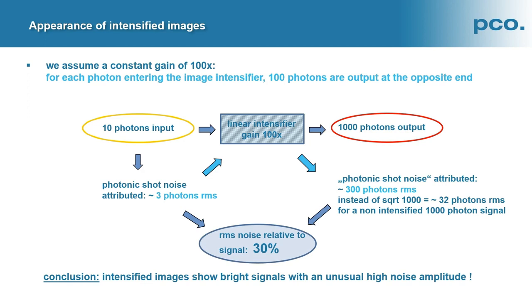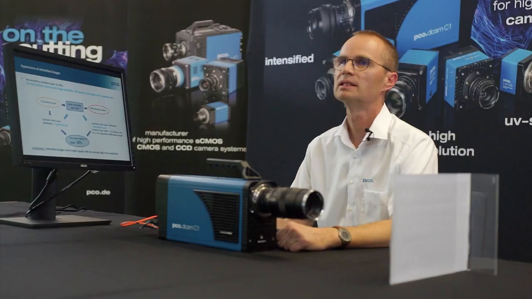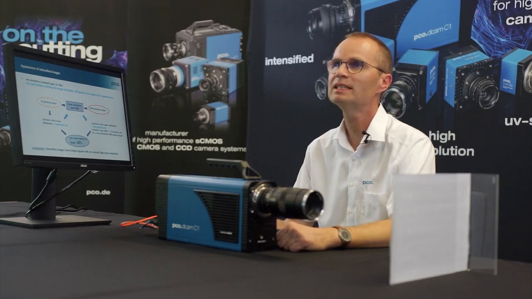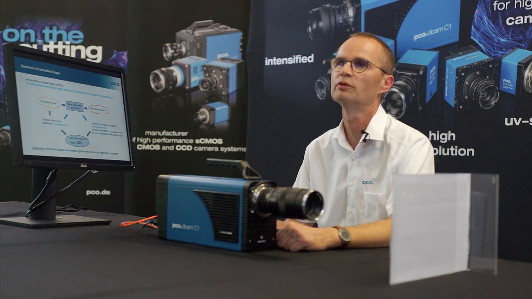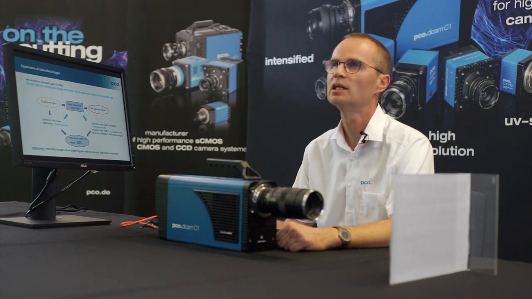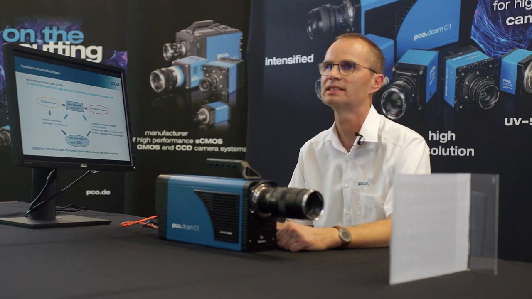So what do we see? Intensified images show bright signals with an unusually high noise amplitude. Now it becomes clear. Intensified imaging like this is typically working with just a few photons, say 10, with the square root being 3. What we see in this image and consider as noise is actually the deviation from the mean value, and it is 30% of the signal. Approximately a third of the signal is shot noise.